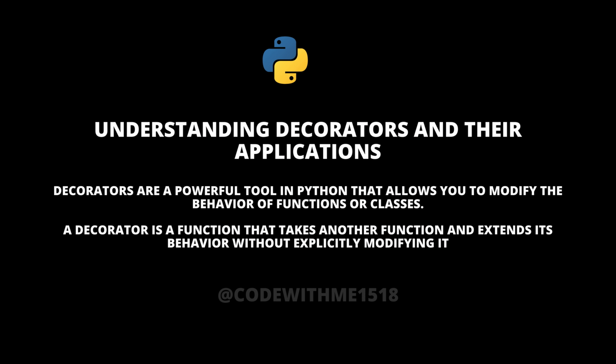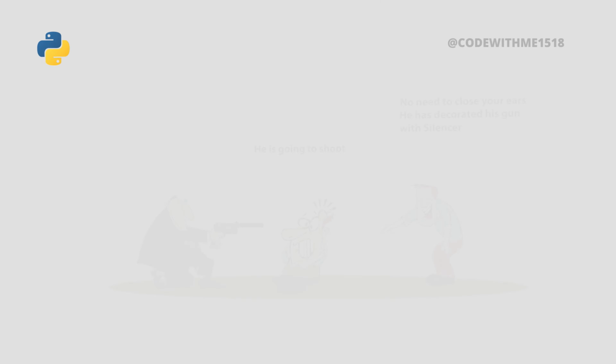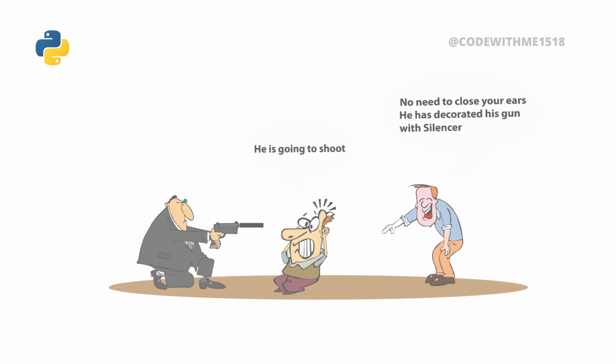Let's start with decorators. Decorators are a powerful tool in Python that allows you to modify the behavior of functions or classes. A decorator is a function that takes another function and extends its behavior without explicitly modifying it. Here's a simple example.